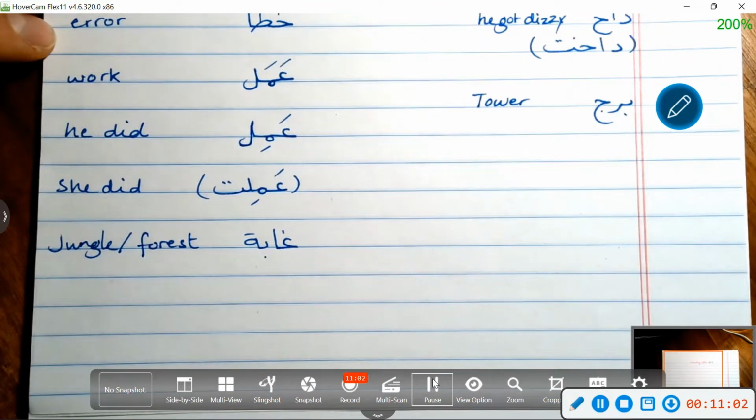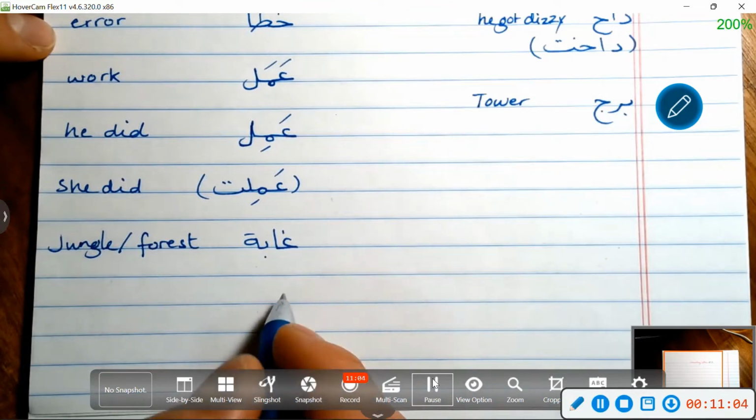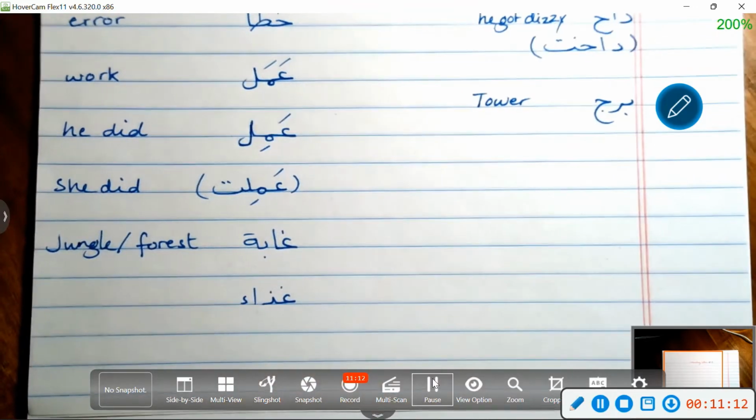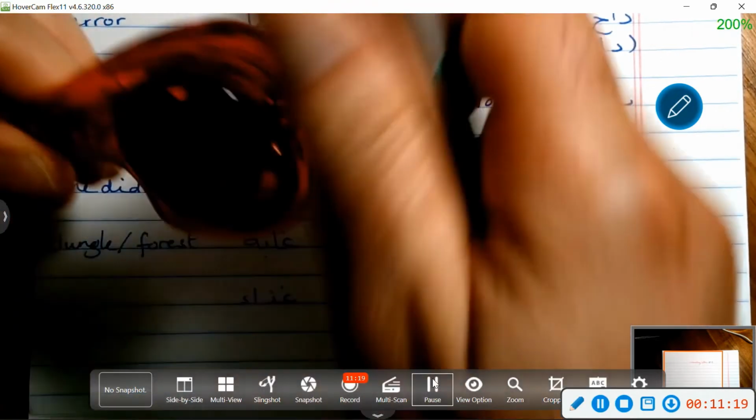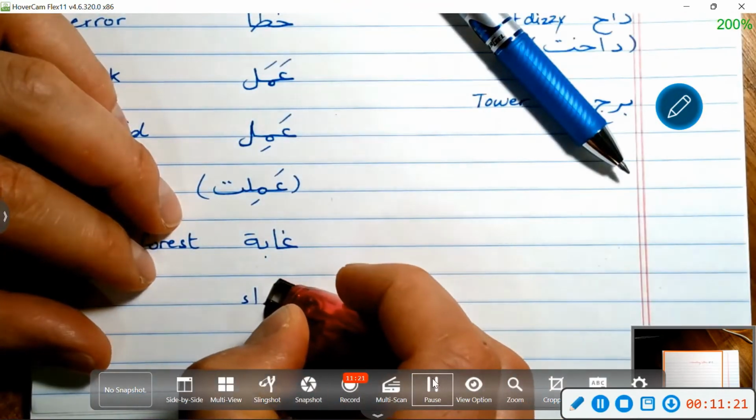Also I have غذاء or غداء. Let's see غداء instead of غذاء. Take off the vowel. غداء, it means lunch.